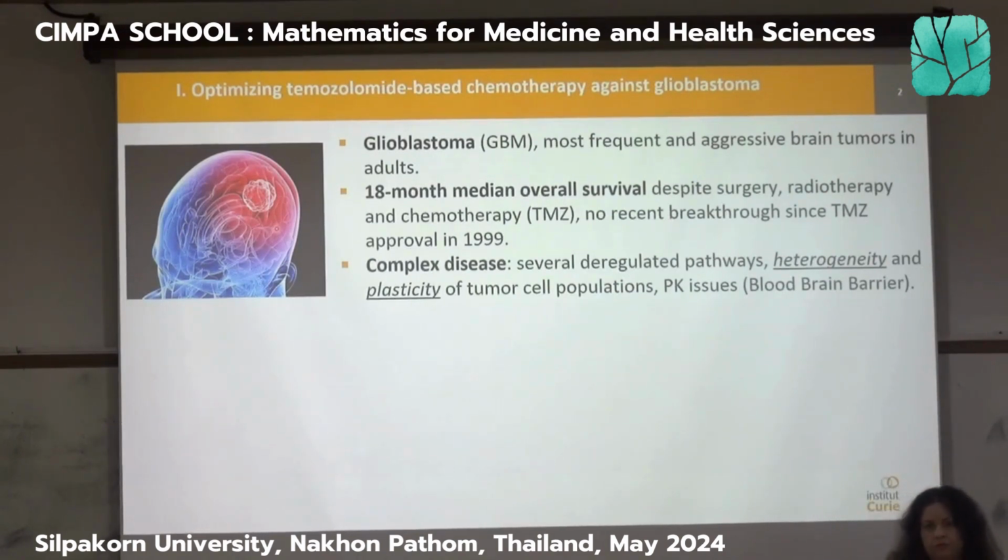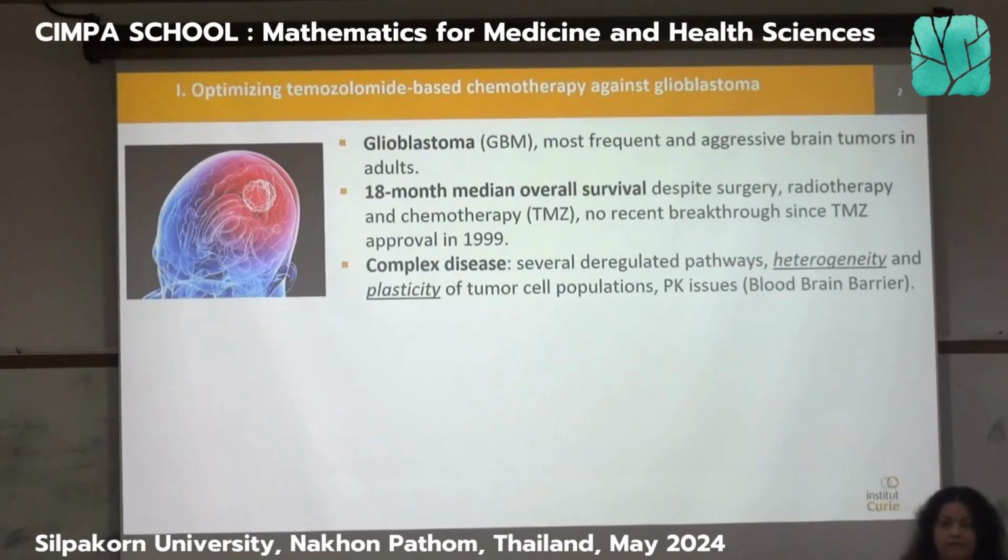For several reasons. It's a complex disease because, first of all, the cancer cells are not homogeneous. It's a heterogeneous tumor, where you have different cancer cell populations with different behaviors, different drug sensitivity. That's one thing.